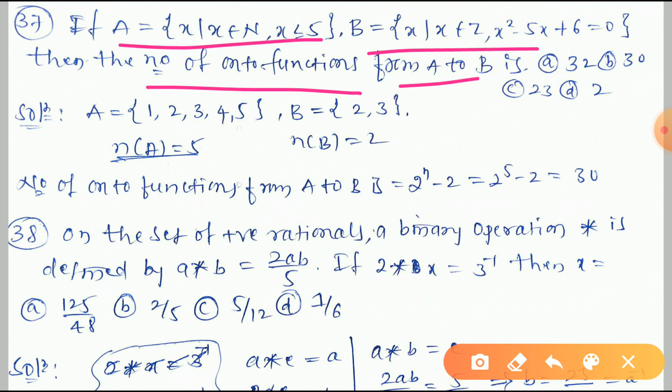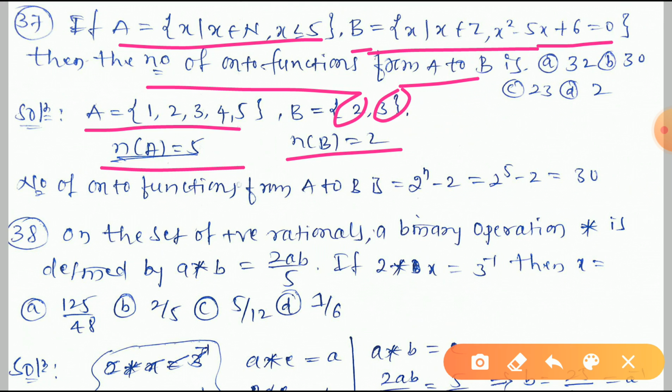We know how to write the set in roster form. A is equal to x belongs to capital N, x is less than or equal to 5. Here capital N shows the set of natural numbers. x is equal to 1, 2, 3, 4, 5 because these are all numbers less than or equal to 5. Similarly, to find set B, x square minus 5x plus 6 is equal to 0, the solutions of this quadratic equation are 2 and 3. Therefore n of A is equal to 5. We know the definition for cardinality of any set.